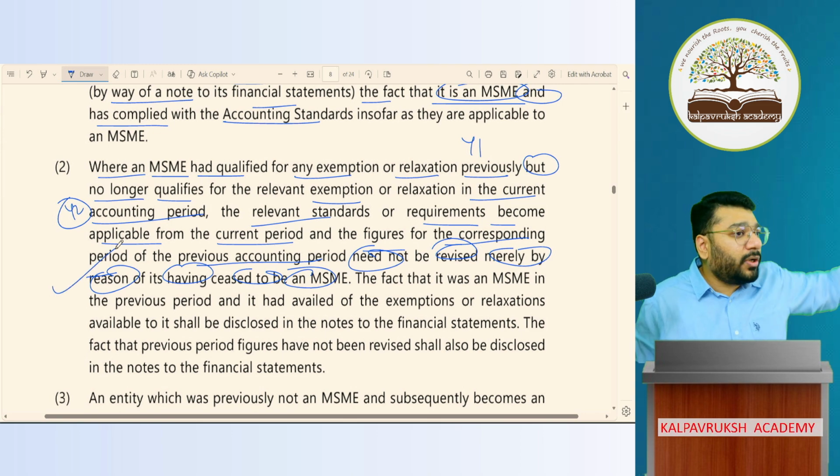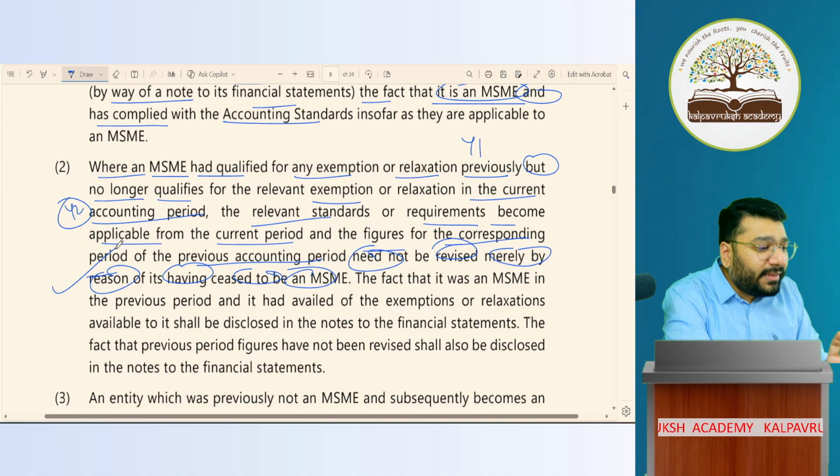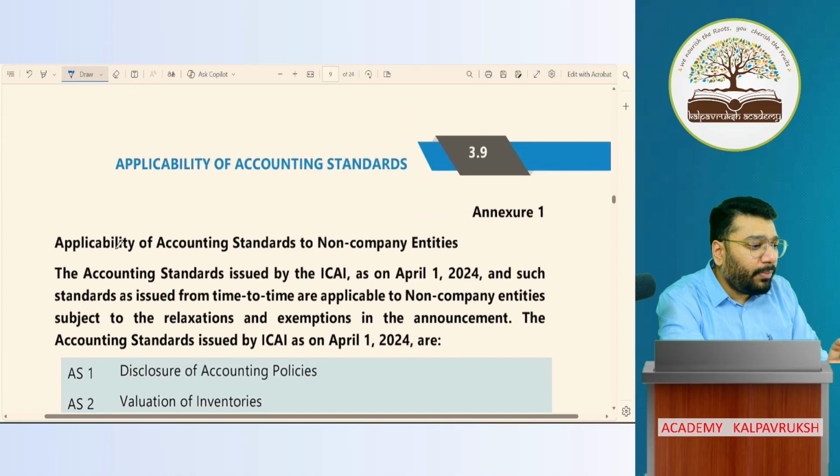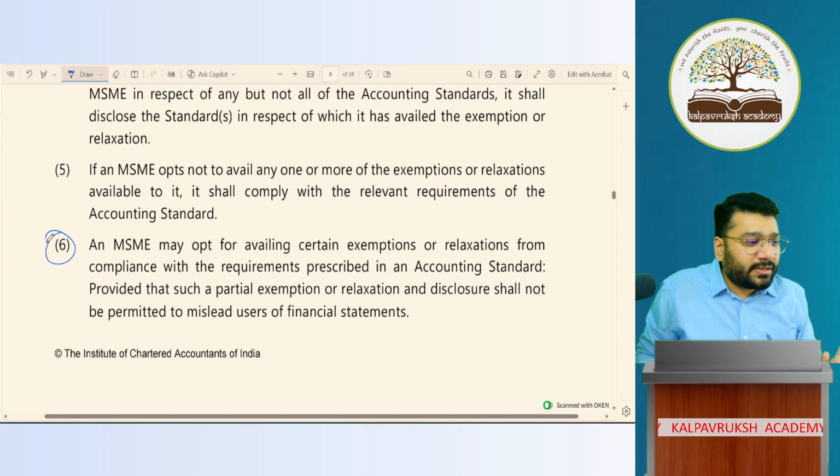You can try to read this on your own. The same point I mentioned is given here. Okay? So by that virtue, all the points have been captured. One point is missed. This alone I'll discuss.